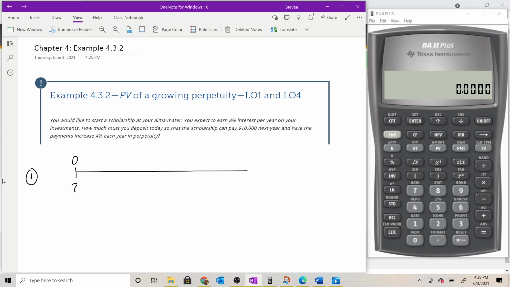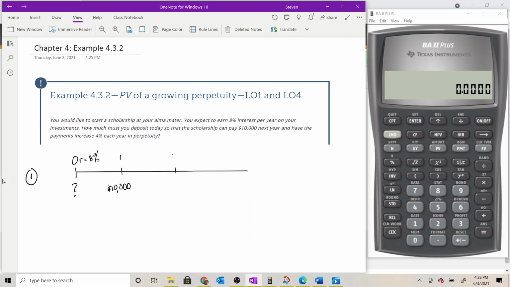So we don't know what the cash flow at time period 0 is. We do know that whatever we deposit, we expect to earn 8% interest, and then we expect to use that 8% interest to generate $10,000 worth of interest that we can then pay out as a scholarship. So 1 year from today, we want to be able to pay out $10,000.